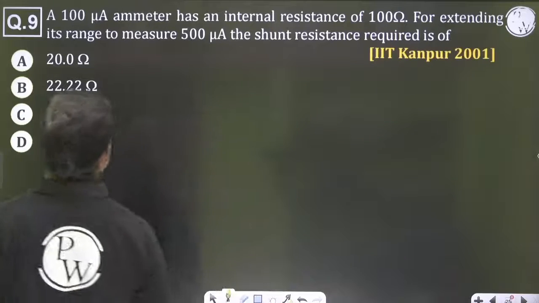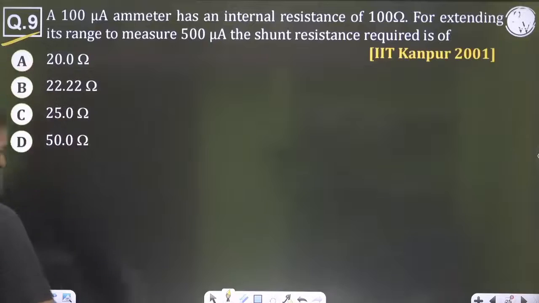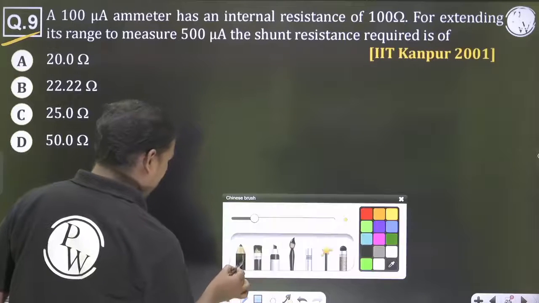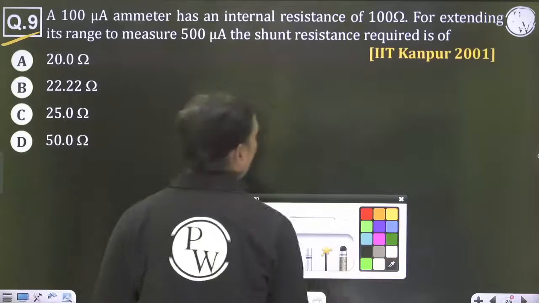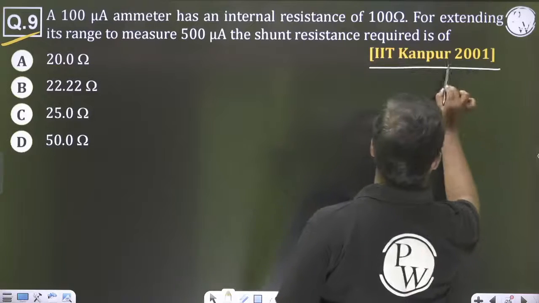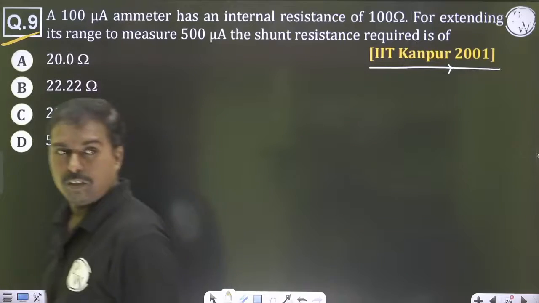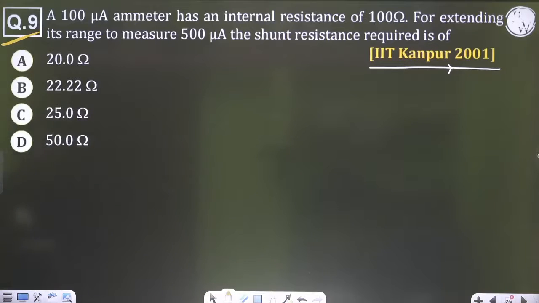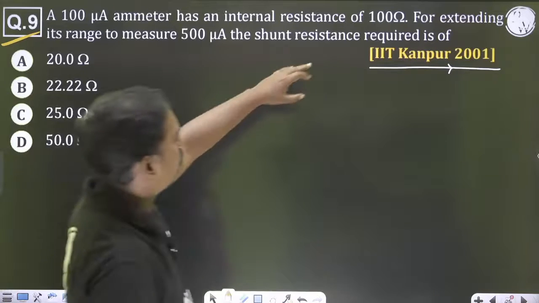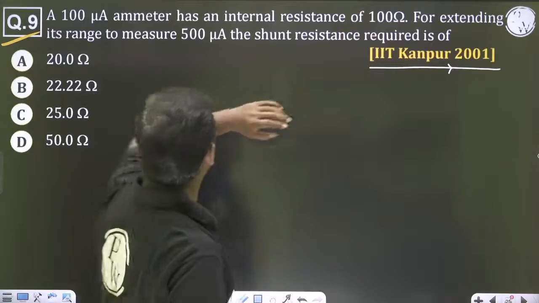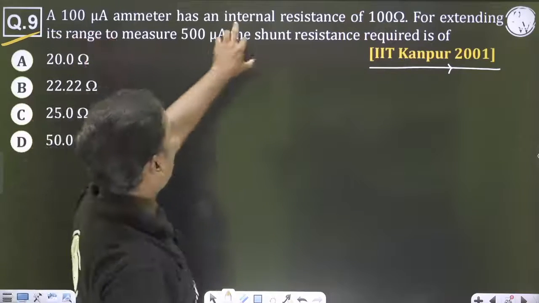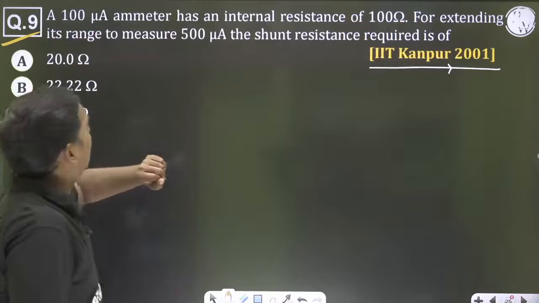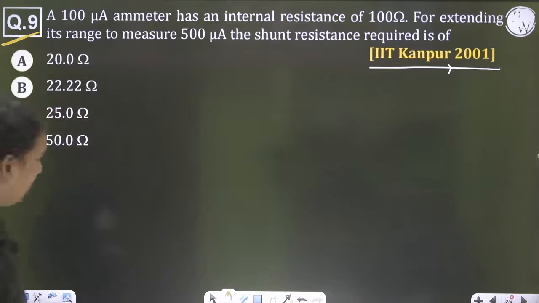Question number 9. This question was asked by IIT Kanpur in 2001. A 100 microamperes ammeter has an internal resistance of 100 ohms. For extending its range to measure 500 microamperes, the shunt resistance required is dash.